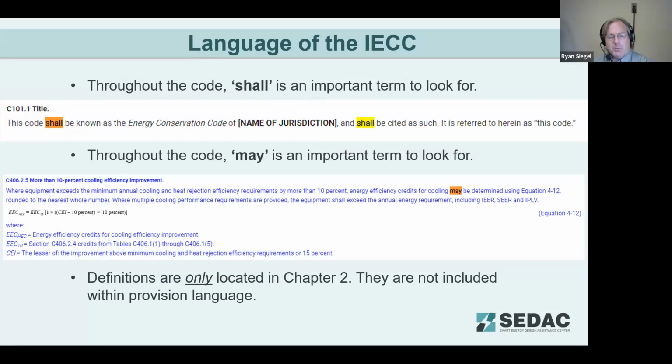So as mentioned, Chapter 2 is where you find definitions. As you're reading through, you won't find definitions within the provisions of the code itself. So being aware of that.